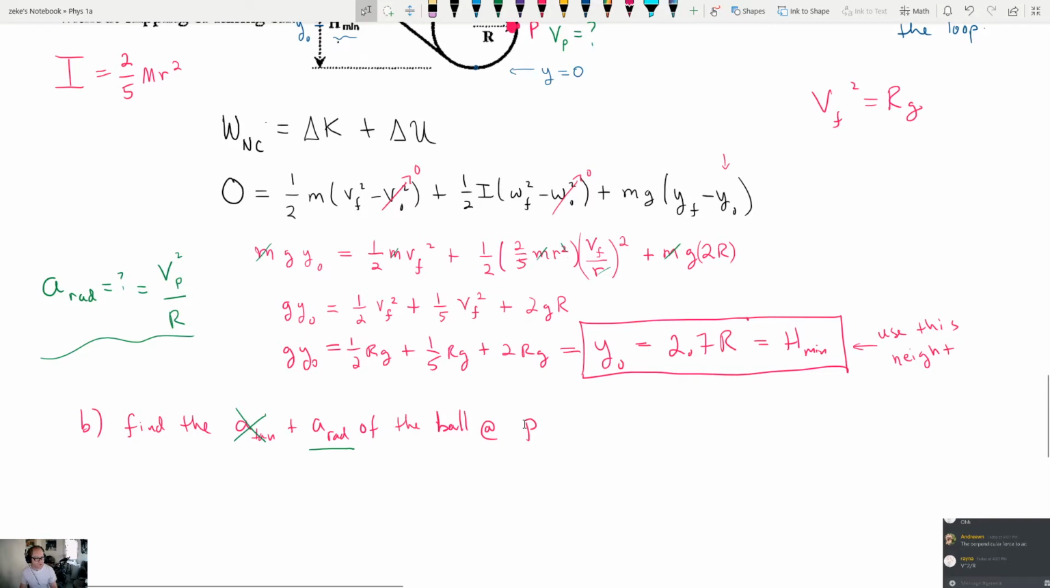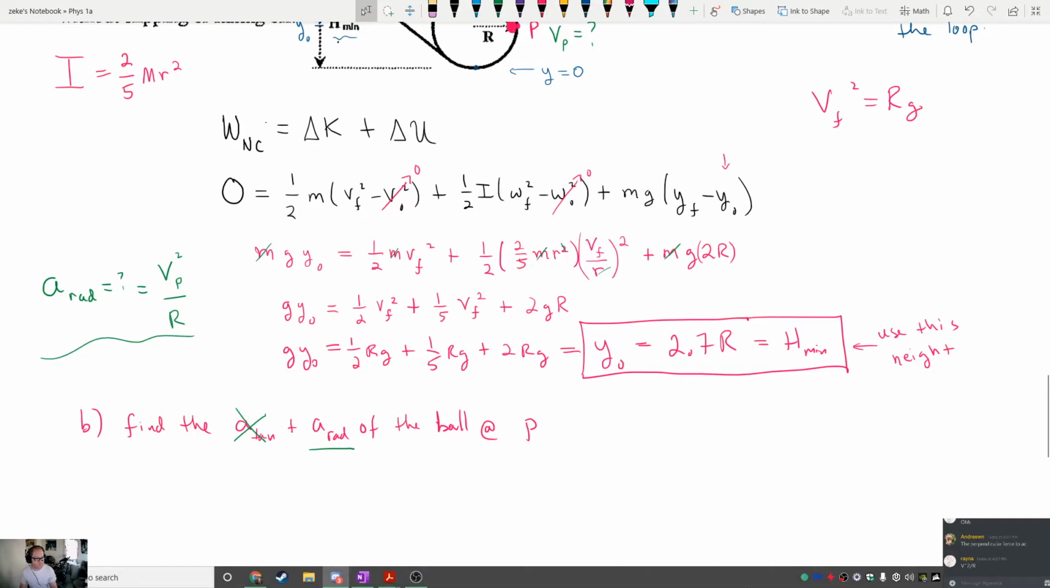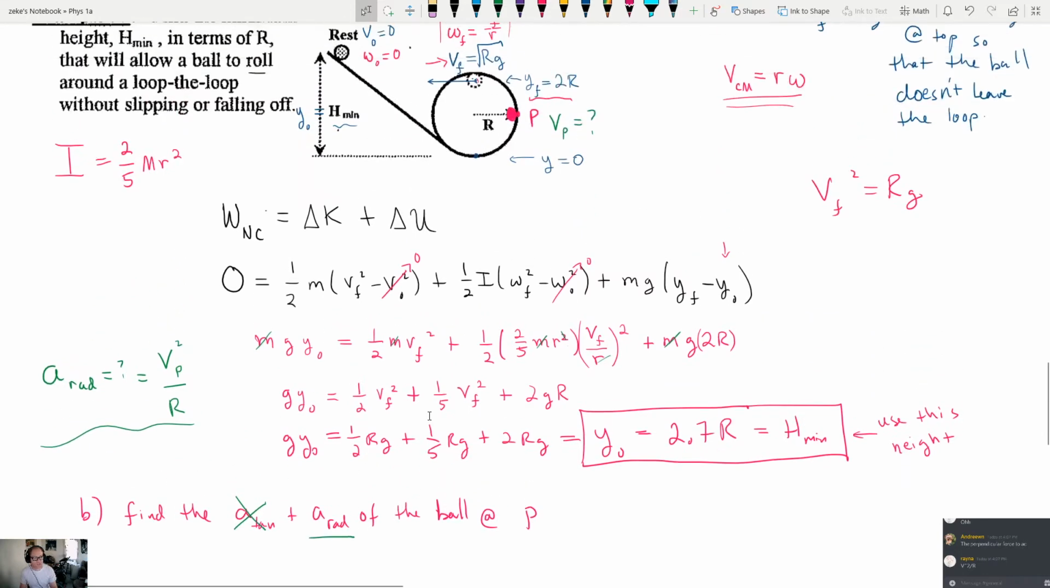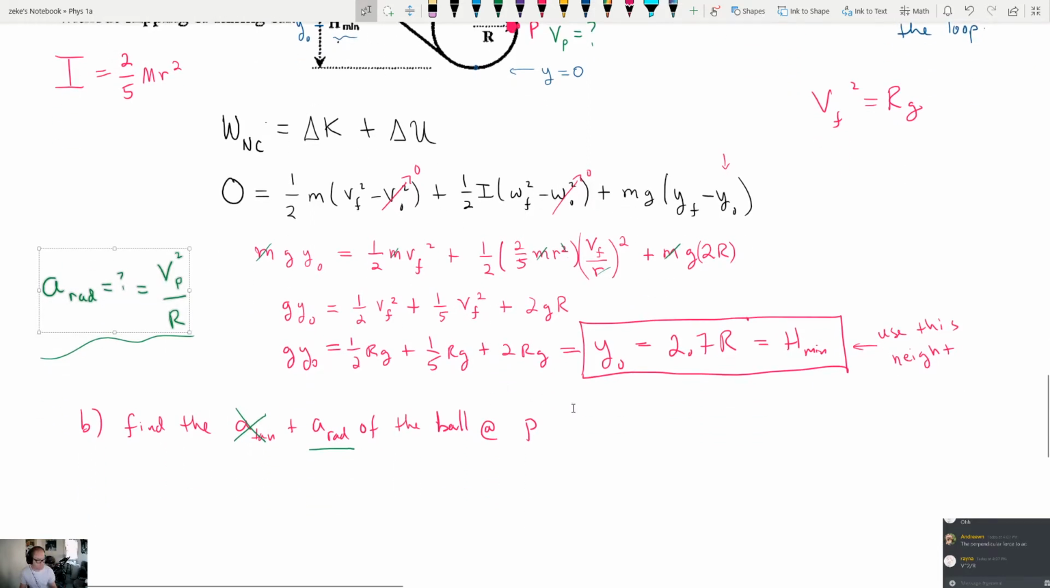Okay, this is the third hour of Physics 1A for May 10th, and we're going to go back to finishing up what we were talking about. So we were just talking about finding the radial acceleration of the ball at this point. We said we could do that if we found the velocity of the ball and then use this equation. So that's what we're going to do. We're going to use energy again.